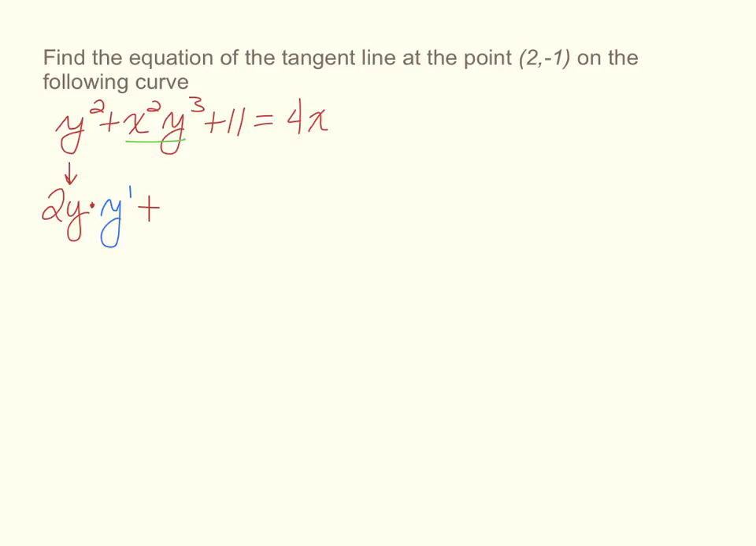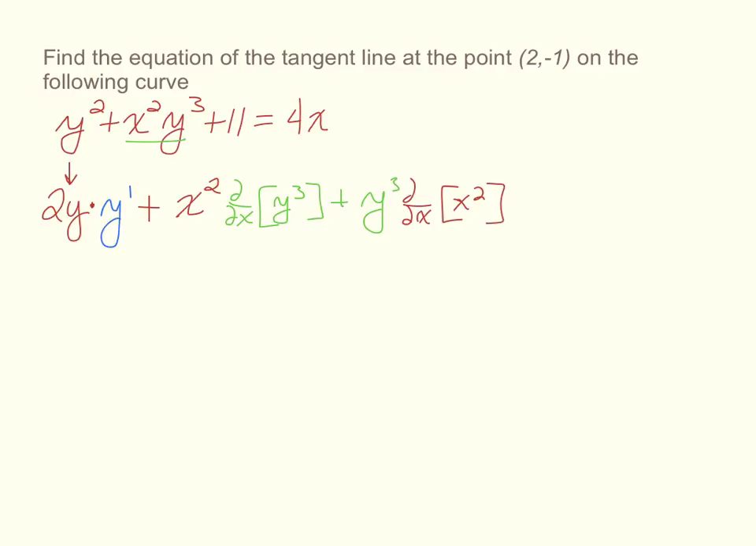So the product rule states we use the first function, in this case the x squared, and we're going to multiply the derivative of the second function. And to that we are going to add the second function and multiply to that the derivative of the first function, x squared. Here we go.